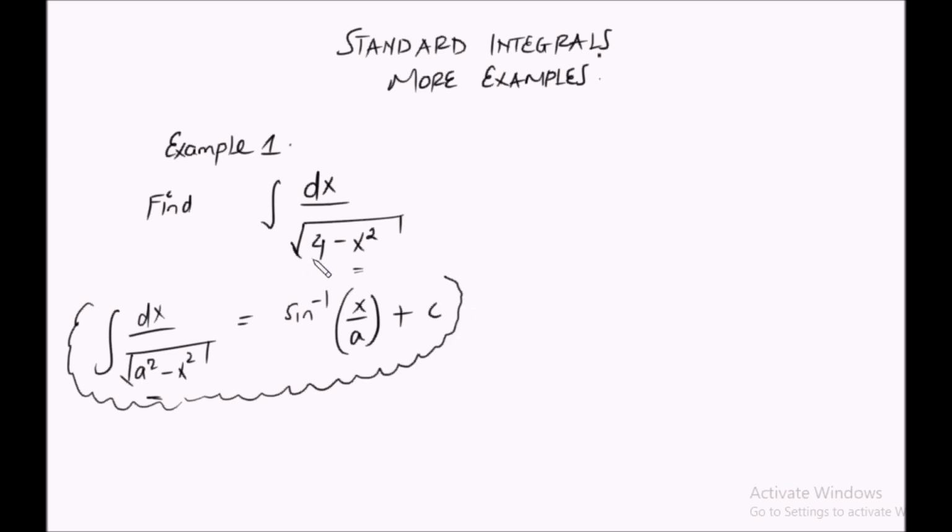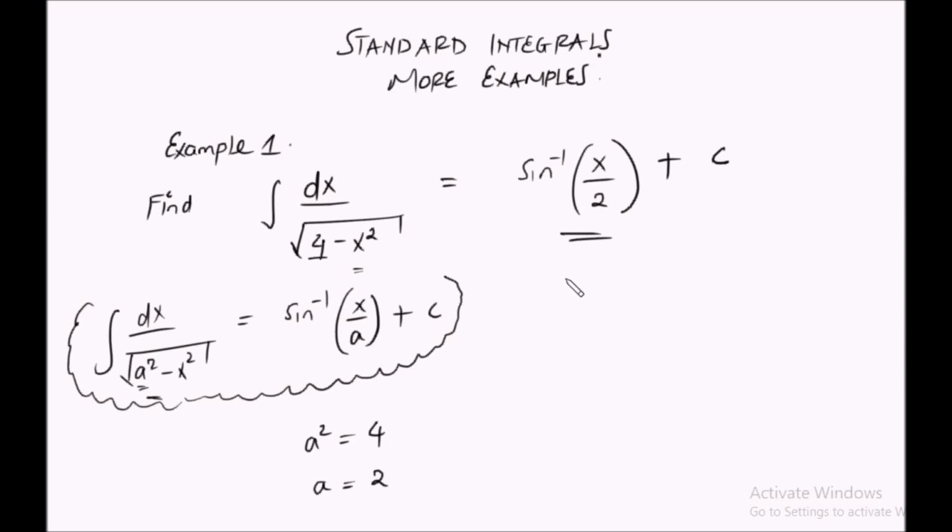So you can see here, where there is 4, there is a squared, okay? So it means a squared is equal to 4. So a will be equal to what? 2. Okay, because 2 squared is 4. So the answer is going to be sin inverse of x over what? a is 2, so x over 2, plus c. You're done. Okay? You've seen how easy it is, with standard integrals it becomes very easy to solve, but you have to have them in your head. So that was example 1.